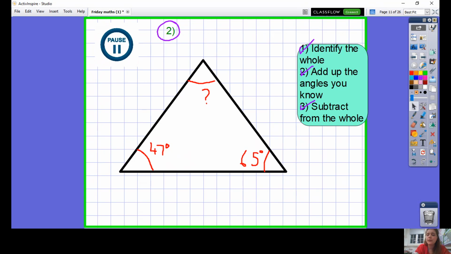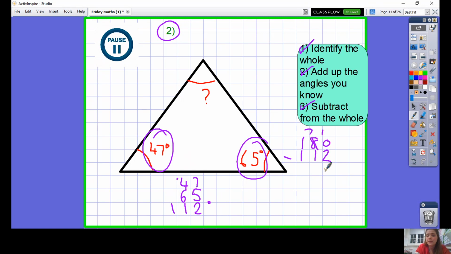Okay, so you should have finished question 2. Now I'm going to go through your answers. The whole is 180 degrees. First, I need to add up what I know. That's 47 and 65. 47, add 65. 7 add 5 is 12. 4 add 6 is 10, add 1 is 11. So that's 112 degrees. Let's take that away from the whole. 0 take away 2 is not possible. 10 take away 2 is 8. 8 take away 1 is 6, and 1 take away 1 is 0.